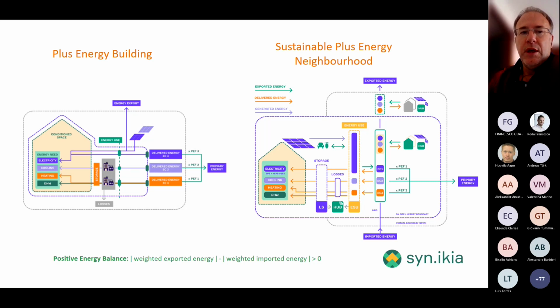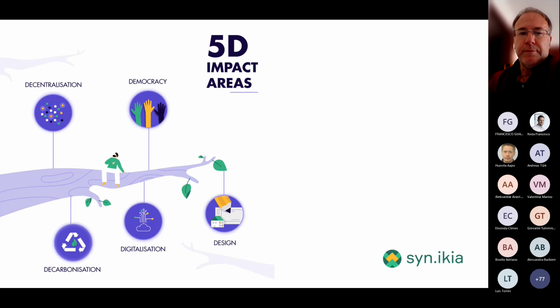The SINCERE methodology is an expansion of the concept of plus energy buildings to sustainable plus energy neighborhoods. The main aspect is that we have a positive energy balance in our neighborhood. That means a group of interconnected buildings will produce more weighted energy than what is needed to run and to import. That is the main aspect.